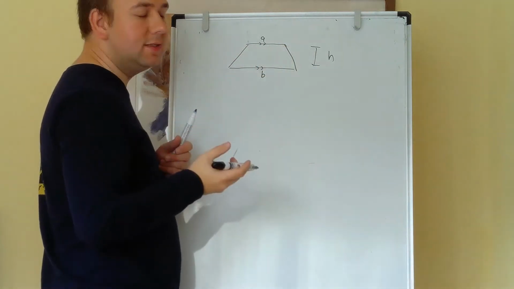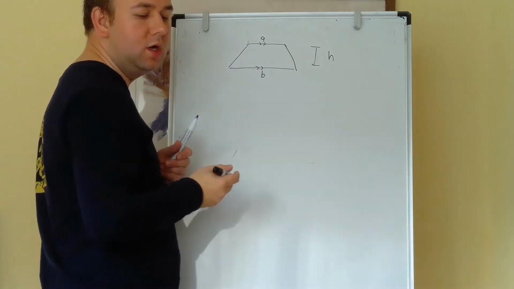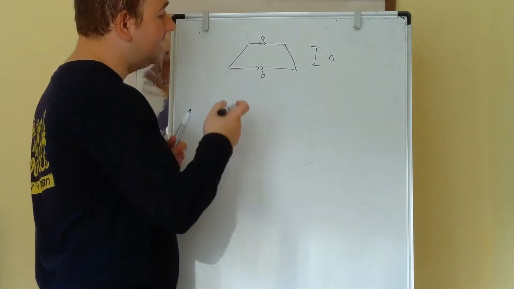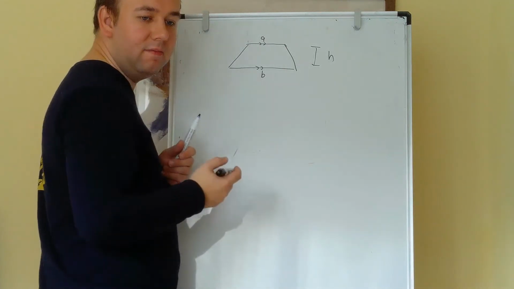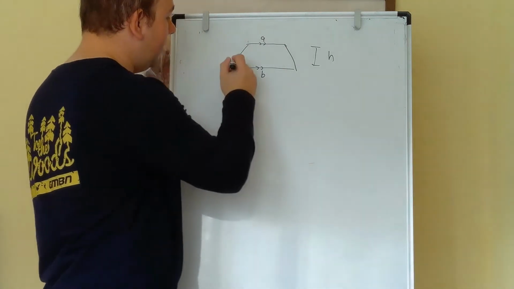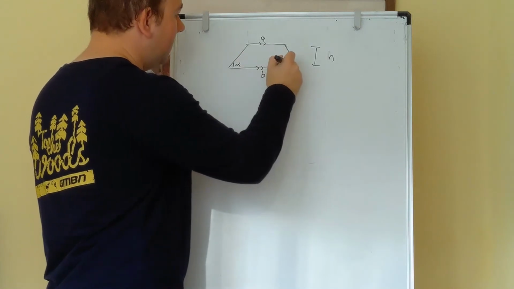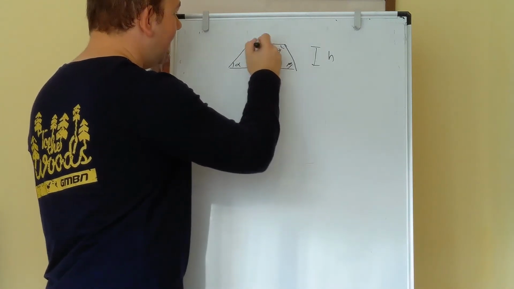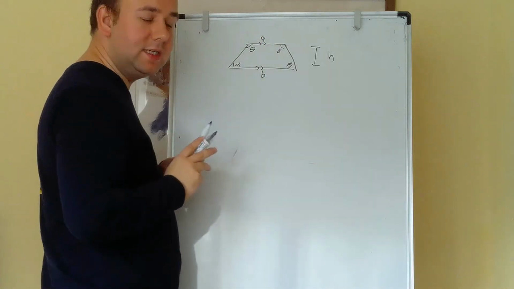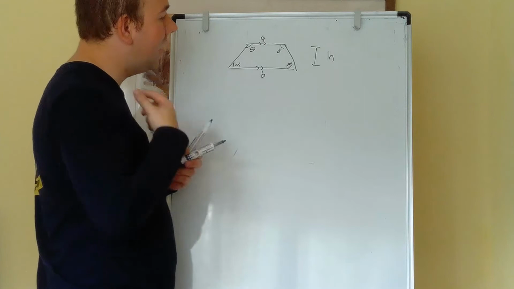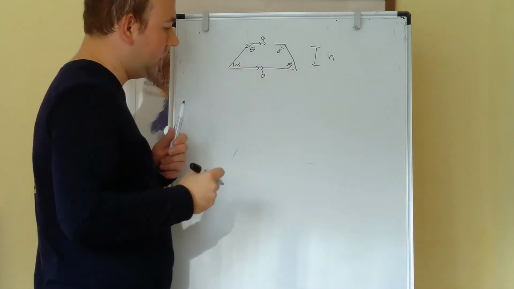The angles still sum to be equal to 360 degrees, but they're not in pairs, so they can be anything, so they can be alpha, beta, gamma, and theta. So the question is, what is the area of this shape?